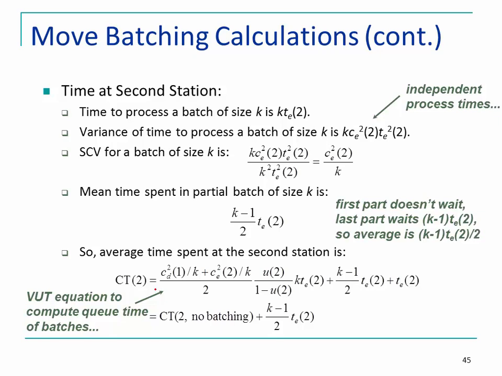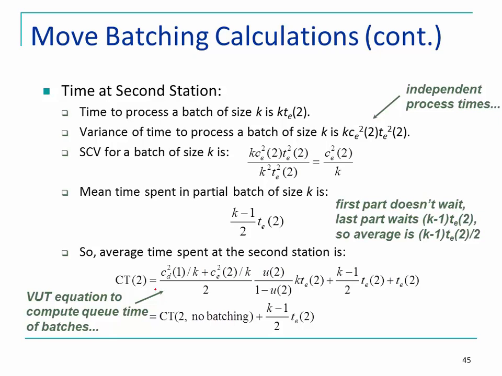So the squared coefficient of variation for a batch of size K, we already defined that, and the mean time spent in the partial batch of size K is here. The third part weights K minus 1 times the effective time of the second station, so we can get the average of that as well. So finally, the average time spent at the second station, again, is going to be the combination of the time spent at the station plus the time of that departure process. So the VUT equation to compute the queue time of batches is going to be equal to the cycle time of 2 with no batching plus this expression that we defined right here, which is the mean time spent in partial batch of size K.